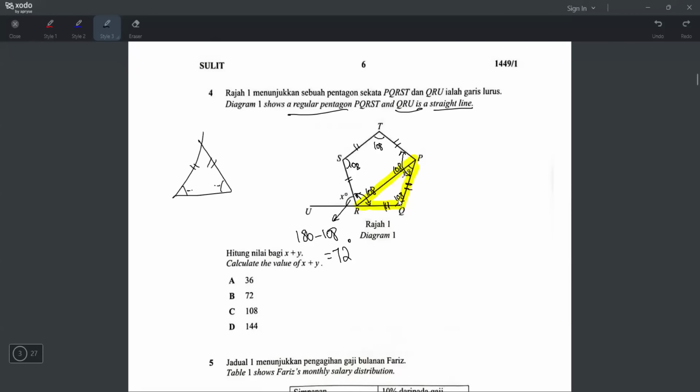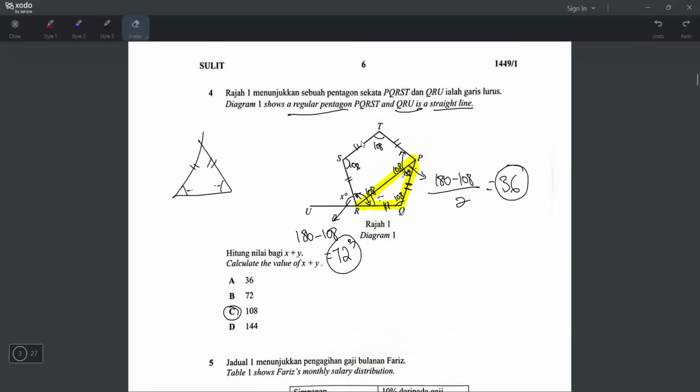Okay, so you already have the 108. So what you can do is take 180 minus 108, and you end up with these two angles. But since these two angle is sama, you can divide by 2 like that, and you get 36. So this is your Y and this is your X. Now 72 plus 36, you will get 108. So the answer is C.